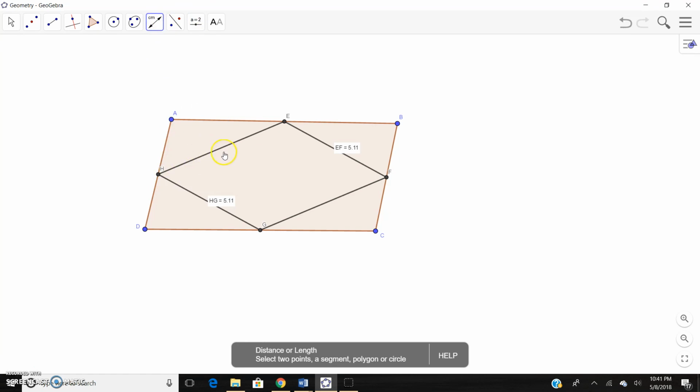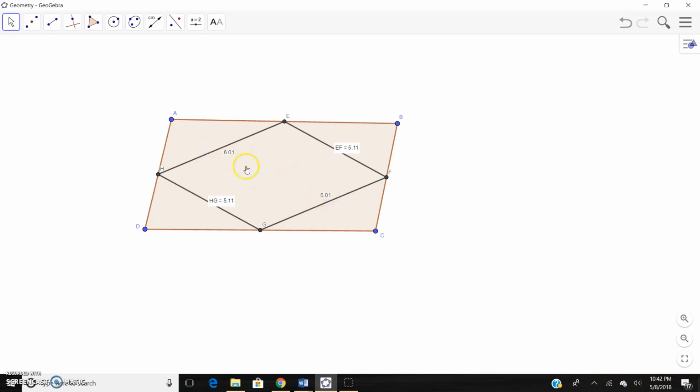And so you can also do a different measurement where I can just click on the side or the segment that I want to measure. And so these are also the same length right now. And so I would say the same thing, that these two sides are always going to be equal as well. So EH is going to be congruent to FG.